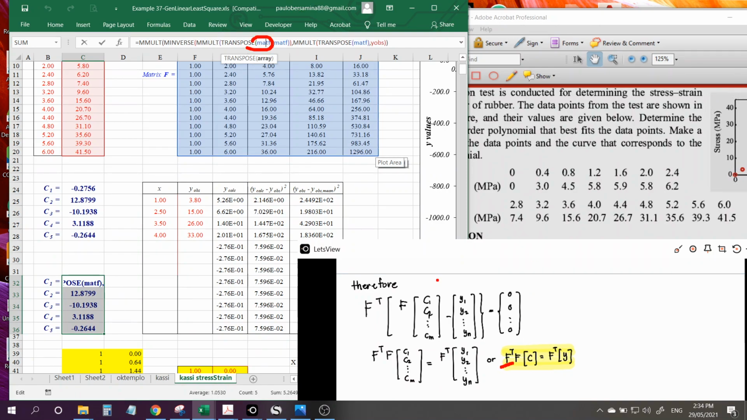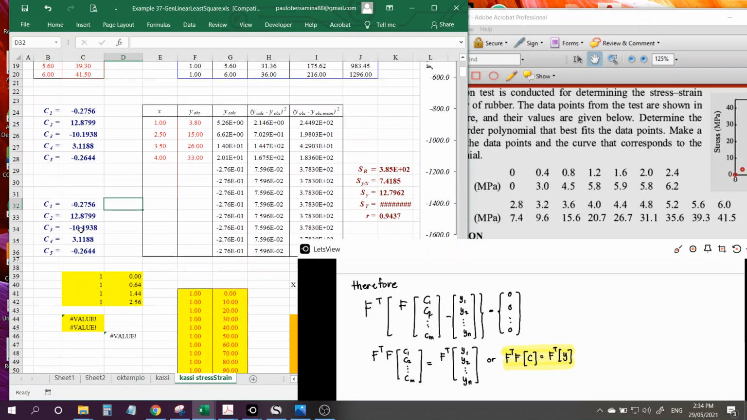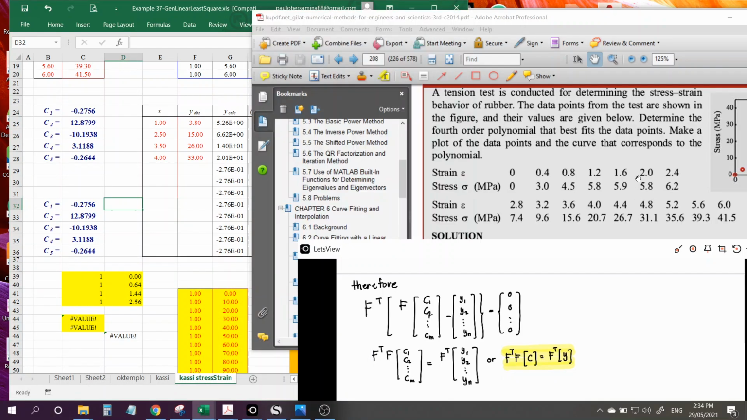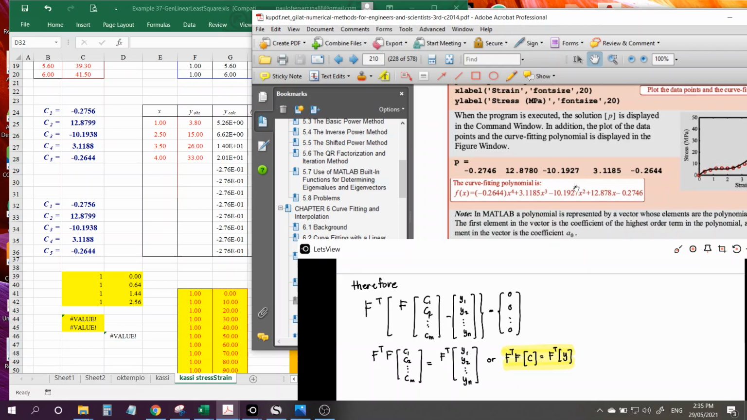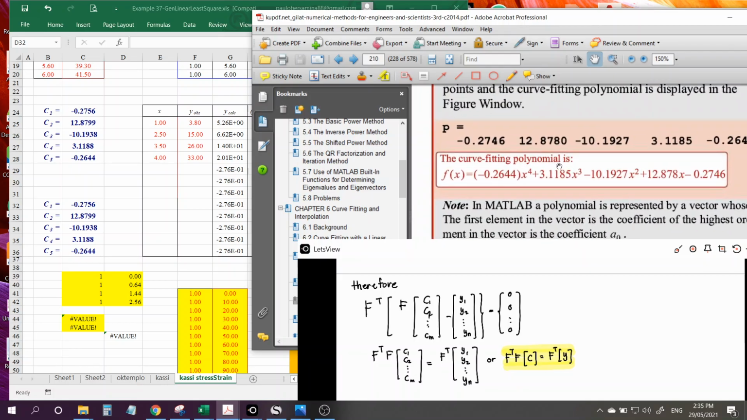Transpose of F multiplied to F, then find the inverse, then multiplied to F transpose and the Y matrix, this one, to find this. So C is 0.2756, 12.8799, negative 10.1938, 3.1188, negative 0.2644. So this one is solved using MATLAB.